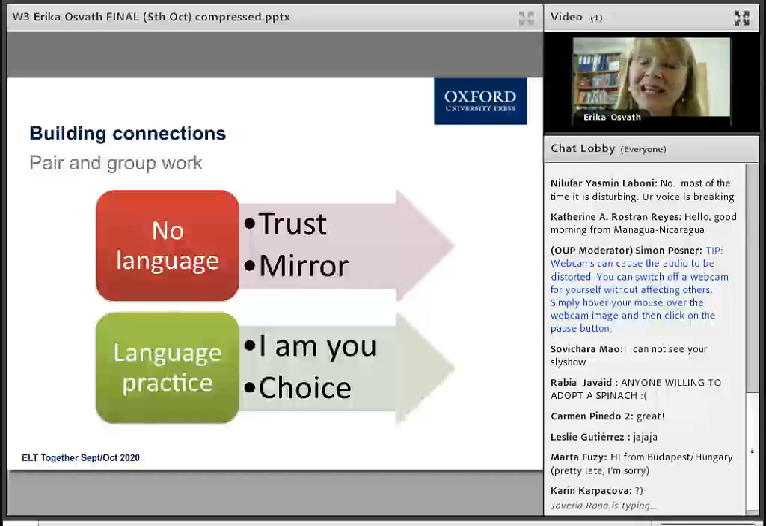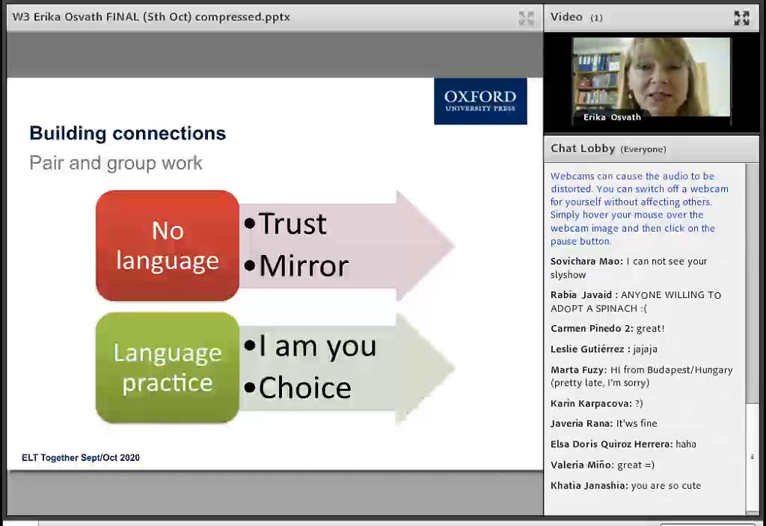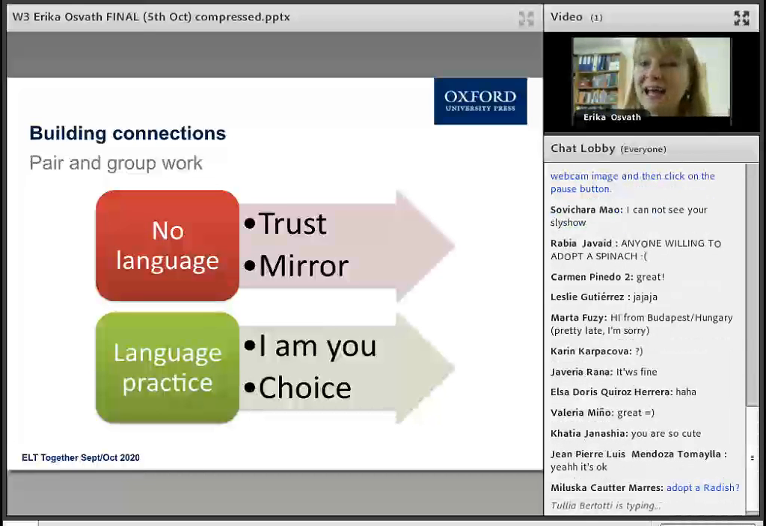Okay, right. So in terms of building connections, we obviously have to build in a lot of pair and group work activities. And some of the pair and group work activities are ones which do not require any language, and others that require some language to be used.